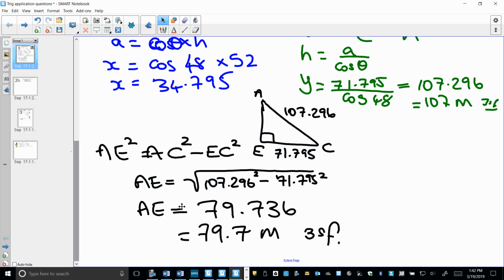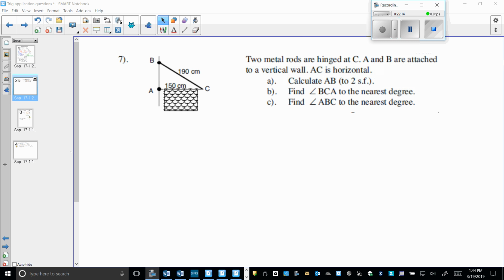That was quite a good long question. Now let's cover the next part. Let's just pause this now. Example: two metal rods are hinged at C. A and B are attached to a vertical loop. AC is horizontal. That information is summarized in the diagram.